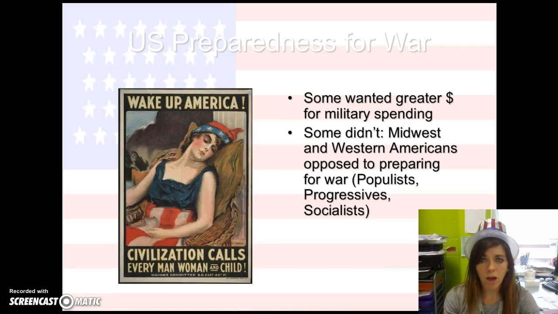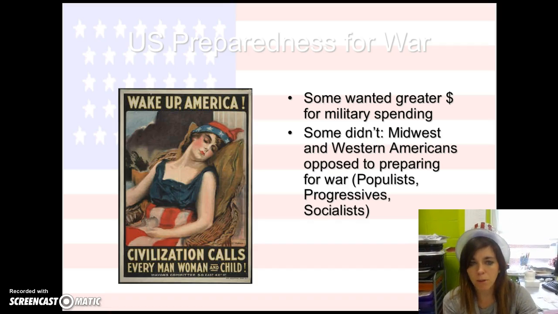Now, the U.S. doesn't want to be involved, but they start getting prepared for the war. So what they're going to do is start spending more money on military spending, which is just basically building up their weaponry and building up their military. Some people in the Midwest and Western Americans opposed preparing for war. These people are socialists, progressives, populists, all those famous people that we've kind of already talked about.